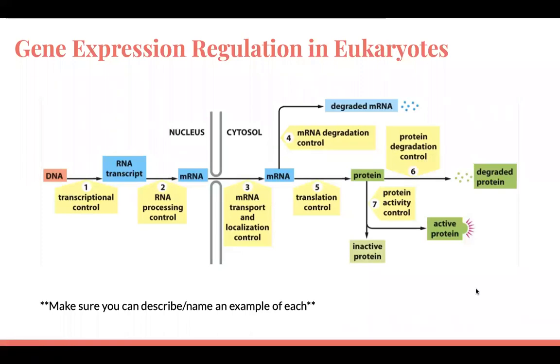Okay, and then here's just an overview of all the different gene expression regulation in eukaryotes. A good thing to note, I don't think it's on the problem set, but it can be on a future exam: you should be able to describe an example for each type. So like for transcriptional control, which we talked about earlier, chromatin is an example. For RNA processing, you could say the poly-A tail. So you should have an idea of one for each of these.